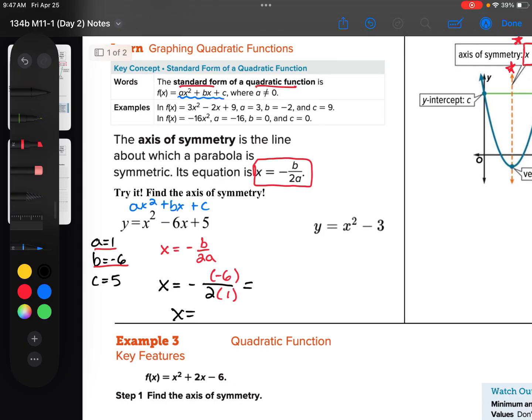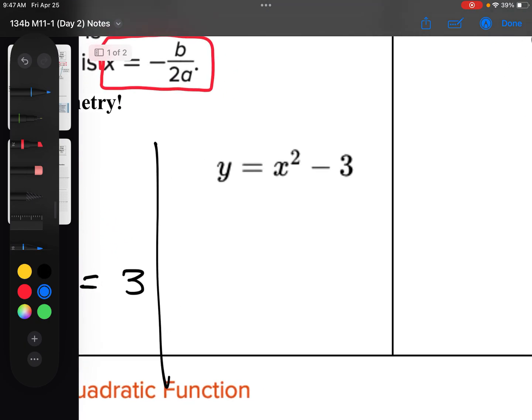So the answer here is positive 3. Do not forget the negative outside that I'm pointing at here. That is the most common mistake everybody makes with these types of problems. So the axis of symmetry for the first one is 3. I want you to pause the video and see if you can find the axis of symmetry for the second one, okay? So remember, ax squared plus bx plus c.